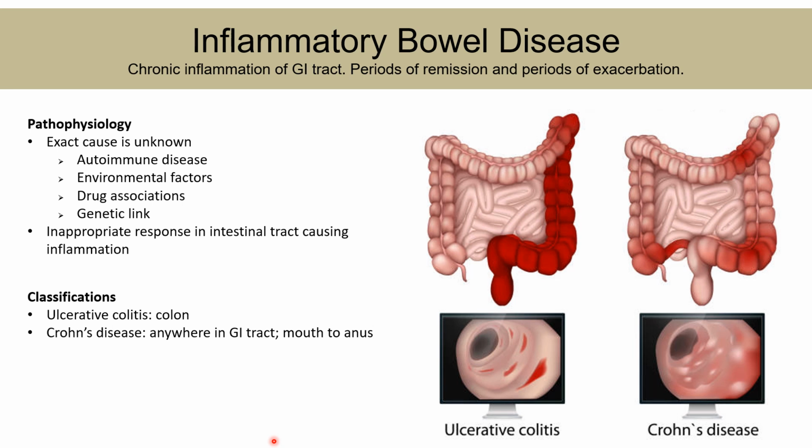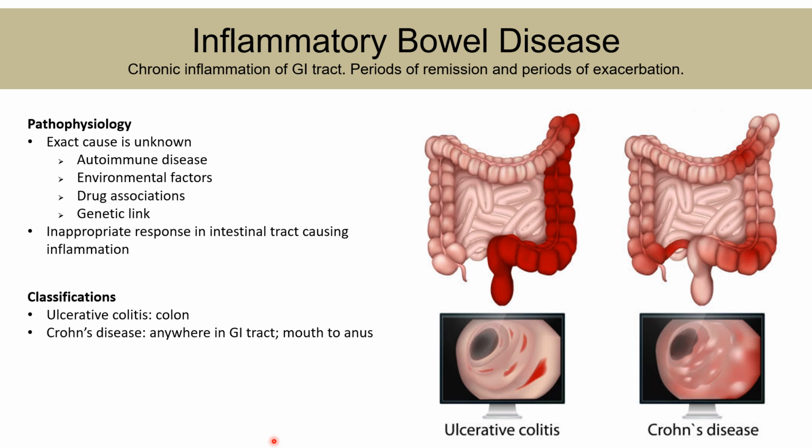So what basically is happening is that there's an inappropriate immune response in the intestinal tract, causing inflammation. So for some reason, the intestines are overreacting and it's causing all of this inflammation that's leading to destruction of our own healthy tissue. So here we have ulcerative colitis and Crohn's disease. So very important you know the difference.